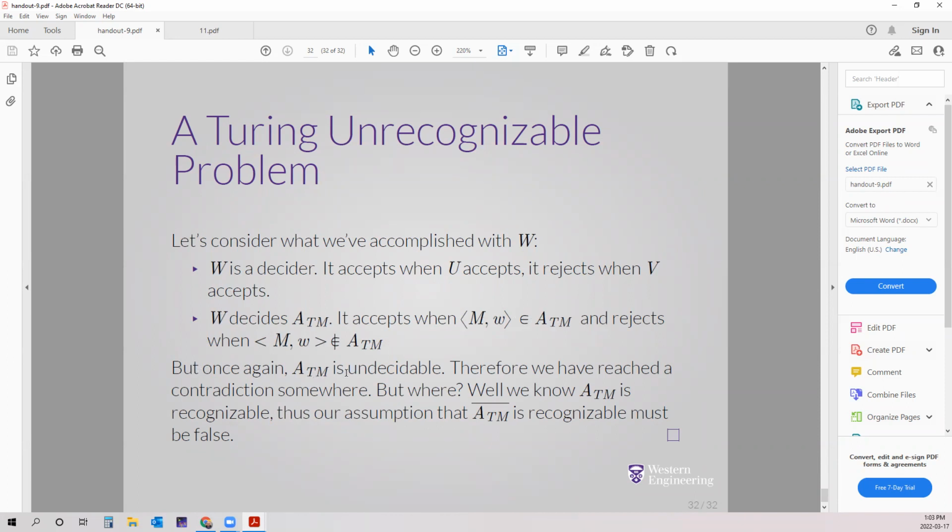But once again, ATM is undecidable. Therefore, we have reached a contradiction somewhere, but where? We assumed ATM is recognizable. Thus, our assumption that ATM is recognizable must be false, by contradiction.